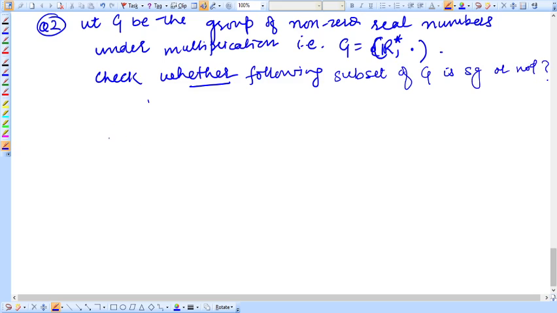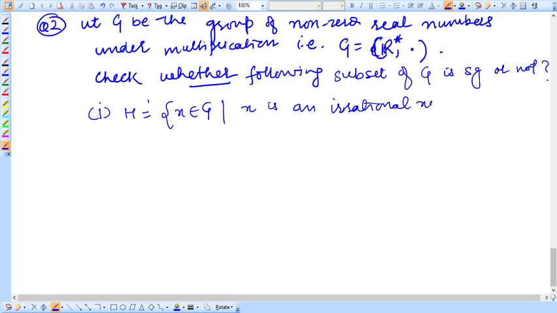So the subsets are these. First is H equal to X belonging to G such that X is an irrational number. Means H is nothing but the set Q complement, that is the set of all the irrational numbers.